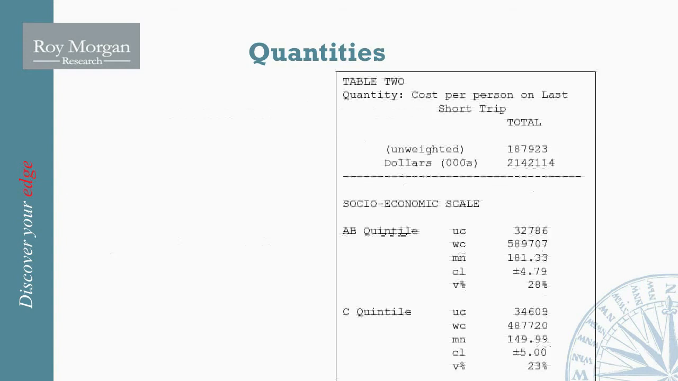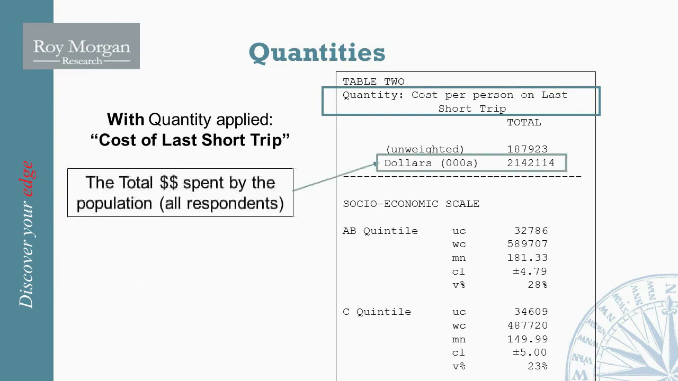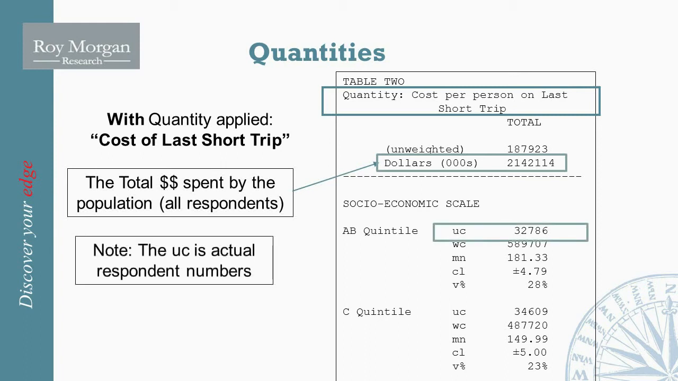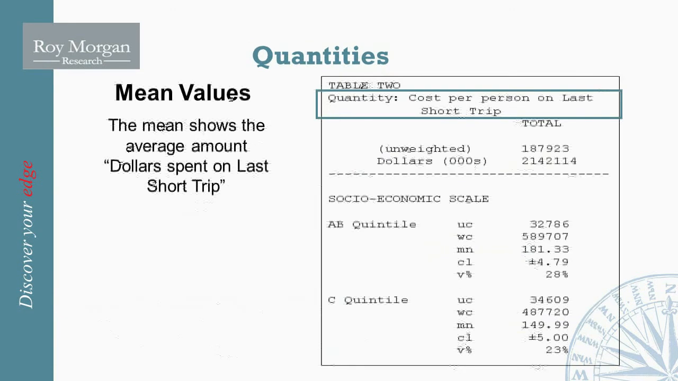In this second table, we have a quantity applied. In this case, it's cost per person on last short trip. Therefore, the overall population figure has been replaced by an overall dollars figure, so the sum of the applied quantity. The unweighted count is still referring to actual respondent numbers, so that's people data. However, the weighted count for each row refers to total dollars spent on last short trip by respondents in each quintile group.